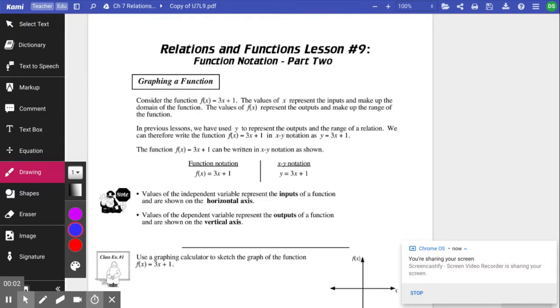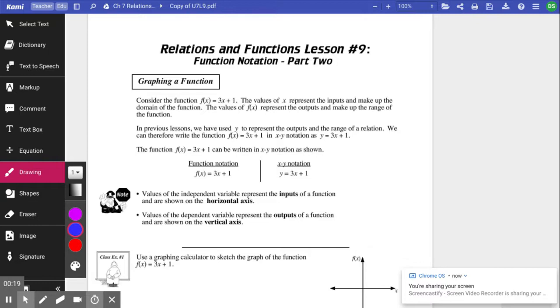All right, let's do lesson 9, part 2 of this function notation. So we're going to talk about graphing a function. Graphing a function is just like graphing an equation. There's just different notation. It's just this f of x stuff in the front.